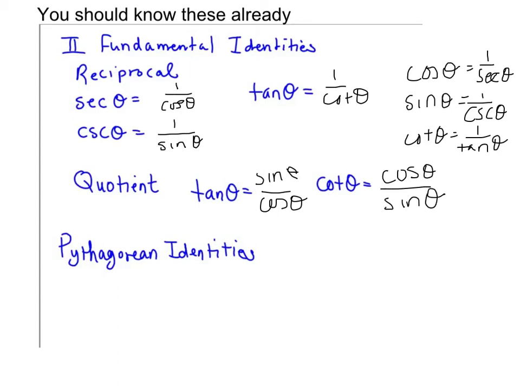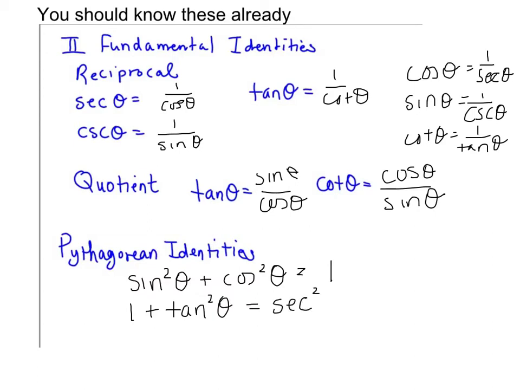And then the Pythagorean identities. This is really super important that you remember the Pythagorean identities. The first one is that sine squared theta plus cosine squared theta is equal to, guess what? 1. All right? And the other two start off a little differently, but they also have 1 in them. So 1 plus tangent squared theta is equal to secant squared theta.